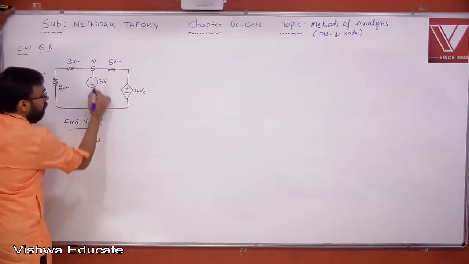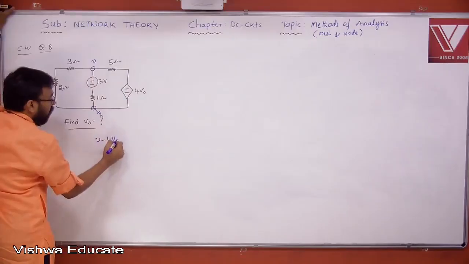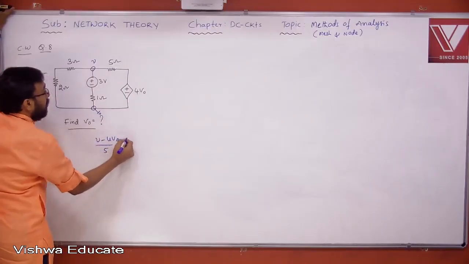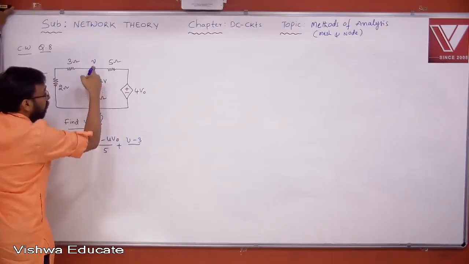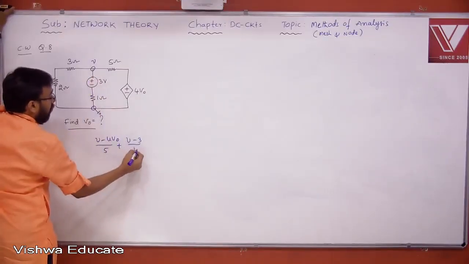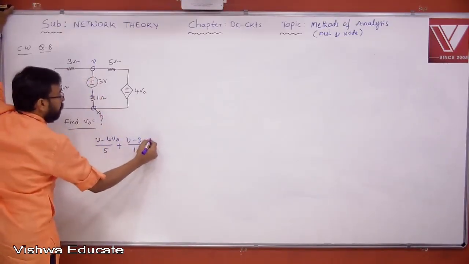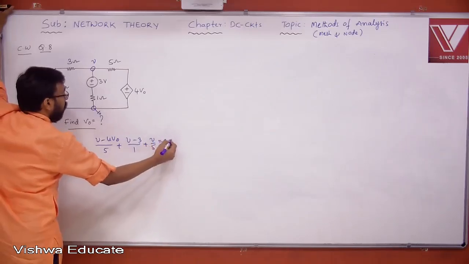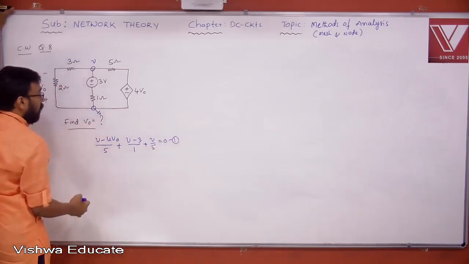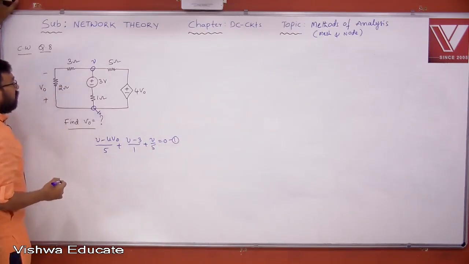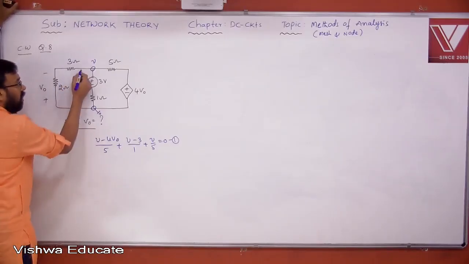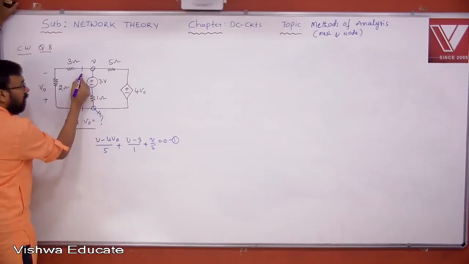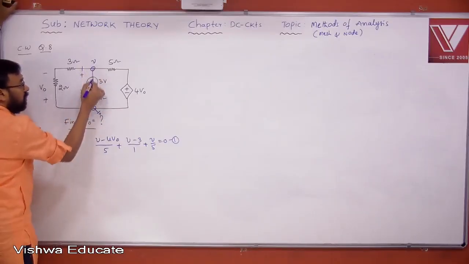V minus 4V naught by 5 plus V minus 3 by, yes, this path. Look at this. There is a source, right? V minus 3 by 1. Then V by 5. You require an extra equation, right? How do you get that extra equation? How are these two elements connected? Series. What is the total voltage available here? V, yes or no? The voltage between these 2 points is V.